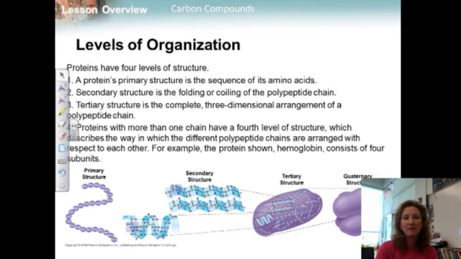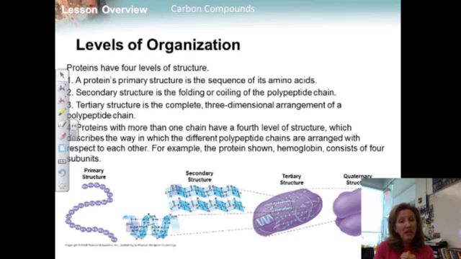Proteins have 4 levels of structure. A protein's primary structure is a sequence of its amino acids. Secondary structure is the folding. This is the primary right here, by the way. The secondary structure is the folding or coiling of the polypeptide chain. Tertiary structure is the complete 3-dimensional arrangement of a polypeptide chain. The tertiary structure is where the protein functions well.